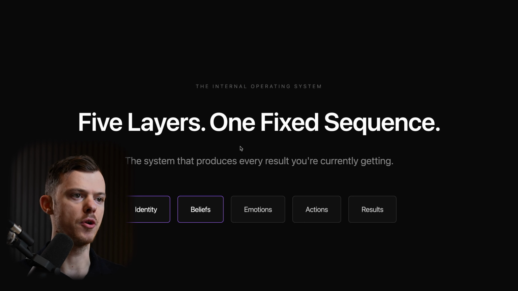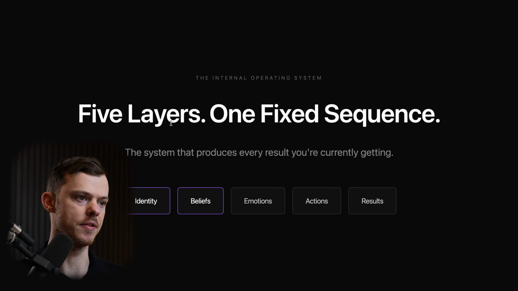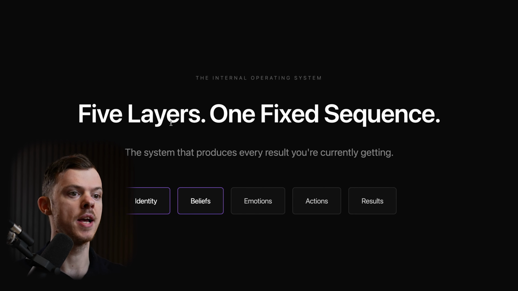So what is your internal operating system? The first thing to understand is that there are 5 layers and there's a fixed sequence. And this is the system that produces every result you're currently getting. From your identity to your beliefs, to your emotions, to your actions, and to your results.